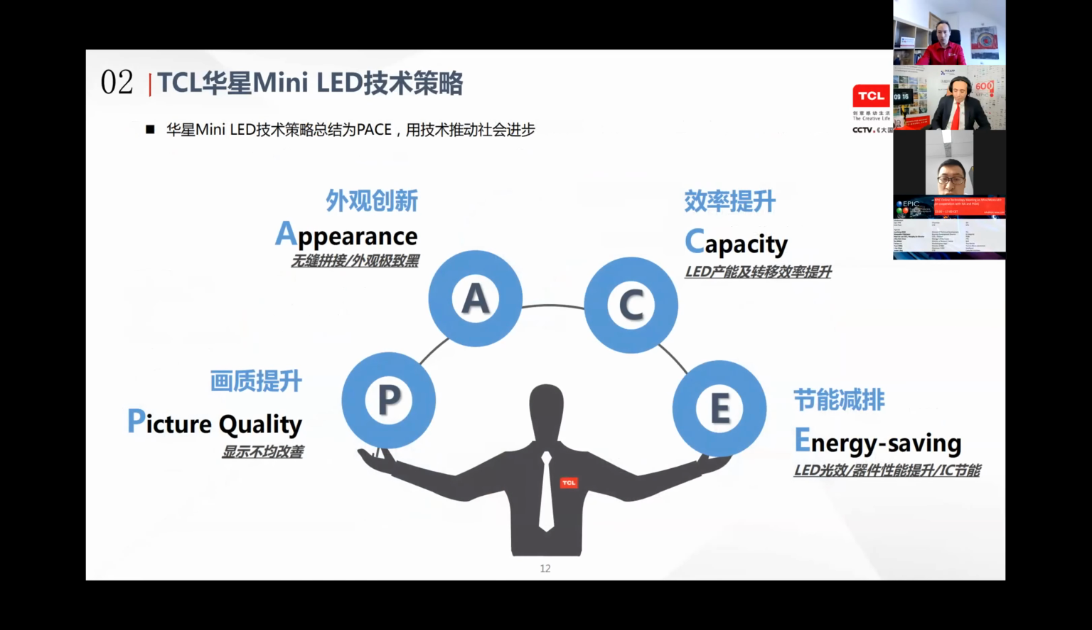Well, for us, we will work in the following 4 areas, and we call that PACE. This also shows we will develop at different stages. In order to commercialize, we need to consider different perspectives of products. So first of all, still the picture quality, and second, the appearance of the product, and third, LED and overall efficiency, and fourth, energy saving of the product. So I will talk about these following 4 perspectives. How do we ensure the products? Next page.